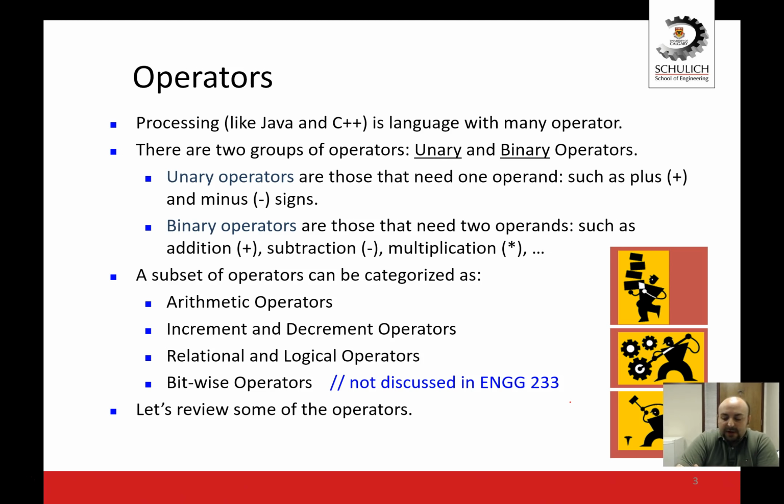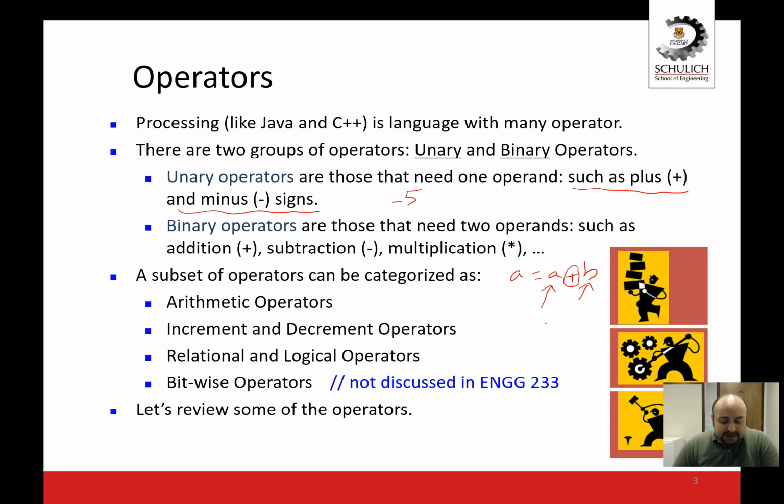Generally, operators are divided into two categories, unary and binary. Unary operators are operators such as plus or the minus sign. They only need one operand to function on, such as if you say minus 5. And binary operators need two operands. So for example, when we say A equals A plus B, this is a binary operator because it has two operands.